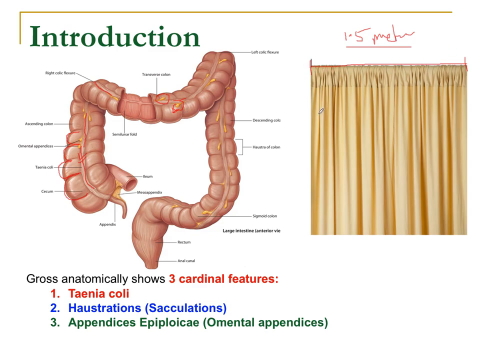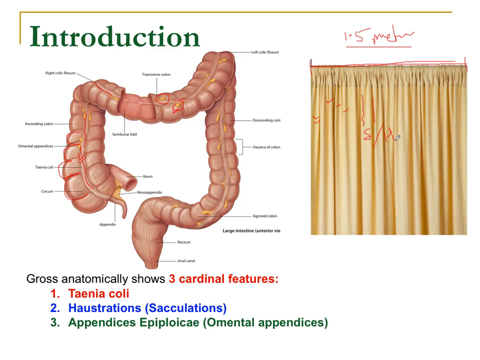Okay, so if you consider this cotton as a large intestine and this line as a tinea coli, then to fit this 1.5-meter long structure into this tinea coli, or what we call the elastic fiber, this cotton gets sacculated. Such a structure is formed, and it is called sacculation, or we also call it haustration.